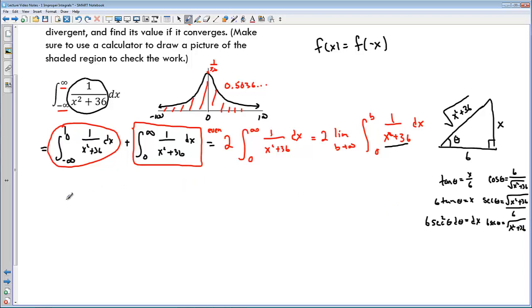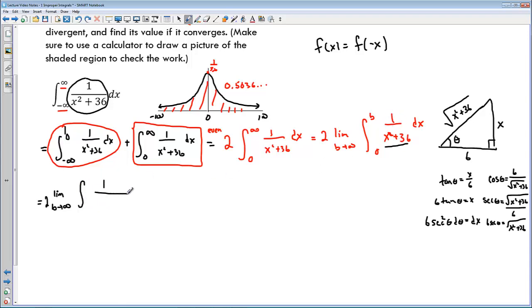And so what I can do now is I can plug back in. So over here, this is going to be equal to 2 times the limit as b goes to infinity of, what? So I have this. Now I have to be careful. I can't write 0 to b because my limits of integration are going to change. Before I change them, I'm going to go over here and plug stuff in.